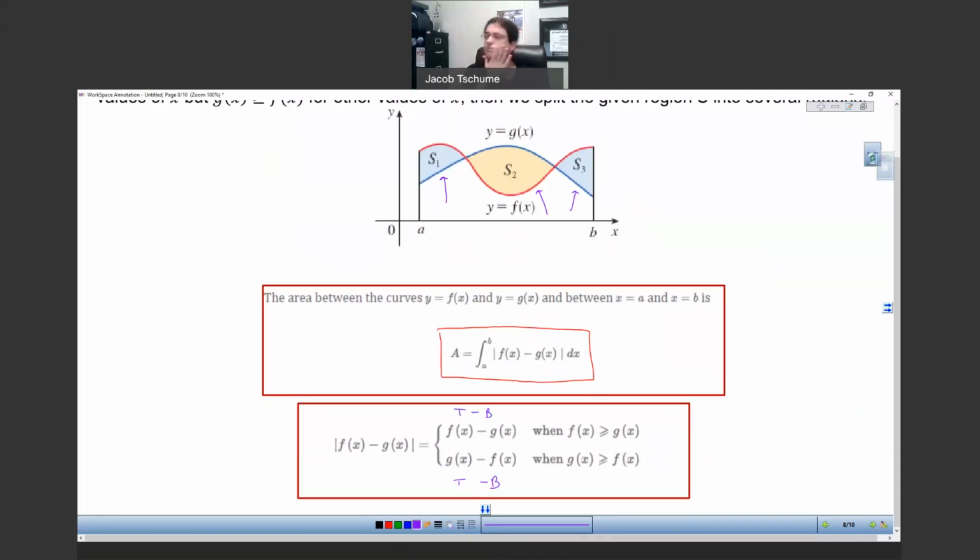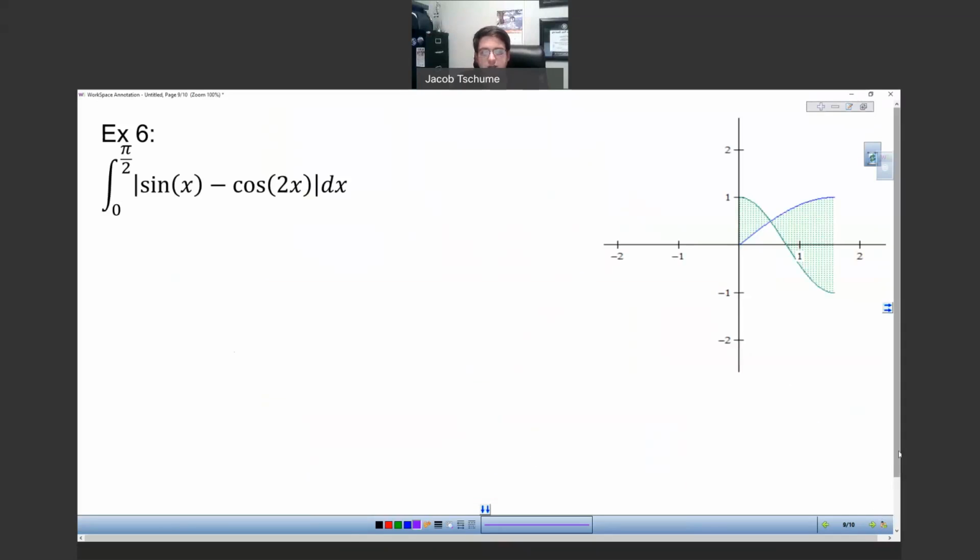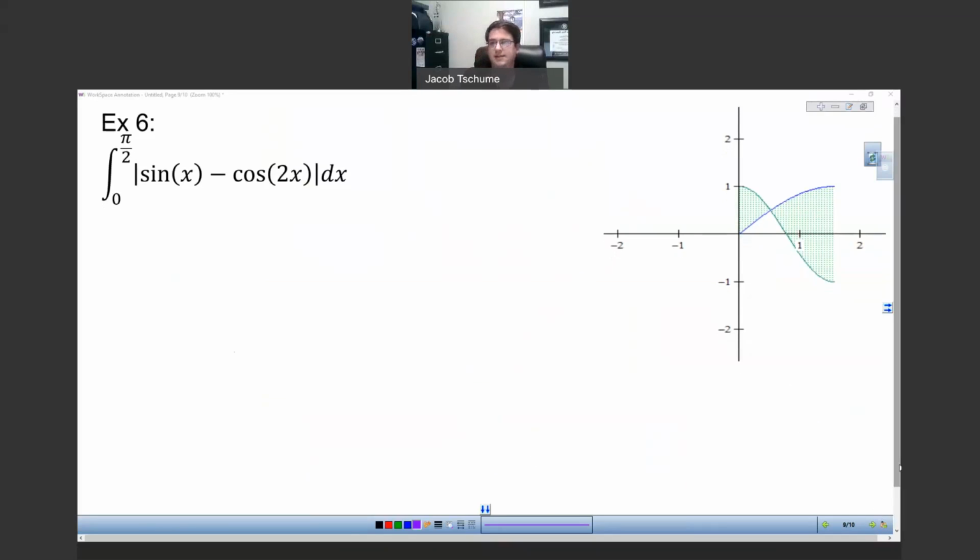So what we're going to look at now is a couple examples that alternate throughout, and we'll see how to approach those. So here is the first one. Example number 6. I want you to find the integral from 0 to pi over 2 of the absolute value of sine x minus the cosine of 2x.